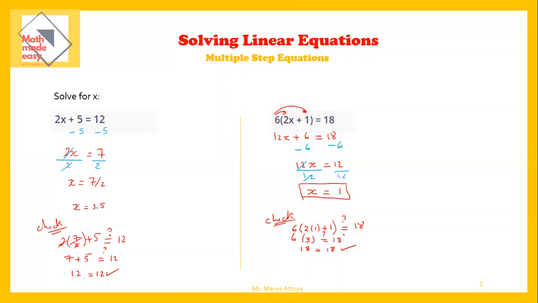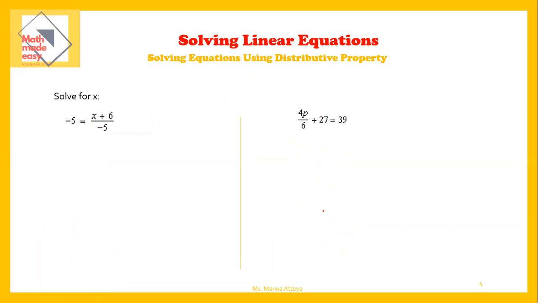So we have been through one-step equations, and these are multiple-step equations. Sometimes it gets a little harder, like we have here. I have negative 5 equal to x plus 6 over negative 5. Well, it's not only x that is divided by negative 5. No, the whole thing is divided by negative 5.